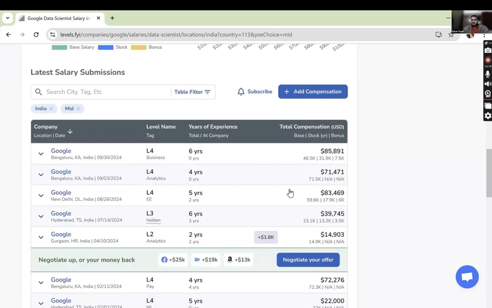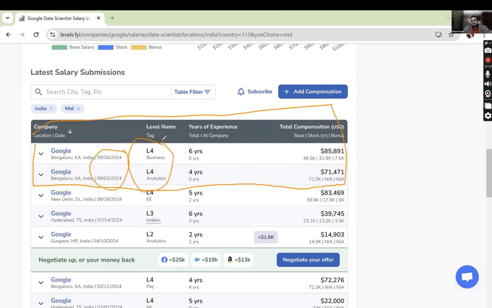Let me see if I can annotate it. Yeah, I can annotate it. Can you look into these two examples? Two people, same location: Google, Bangalore, Karnataka, India. Almost the same date, same level. One has 6 years experience, another has 4 years experience. Look at their salary difference. One person is saying roughly 86,000 US dollars, which is like 60, 70 lakhs. The other is saying 71,000 US dollars, which would be like 50, 60 lakhs. You guys can look into the conversion part.